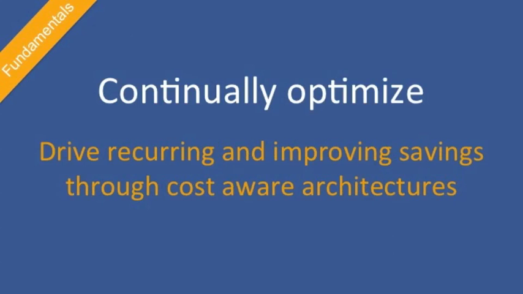And you want to continually optimize as a fundamental here. So you can drive recurring and improving savings through these cost-aware architectures. If you know what metrics are driving the computational density in your application, for example the number of concurrent users that you can support on a particular application, or the number of transactions you can process given so much EC2 resource, you can continually refine the type of application architecture, the instance types, and the number of those that are in play at any given time to drive huge efficiencies and to keep changing the dynamics of your cost base.